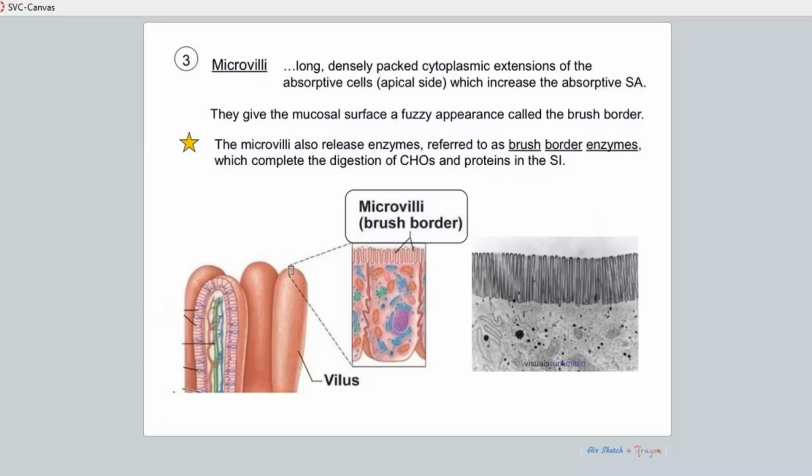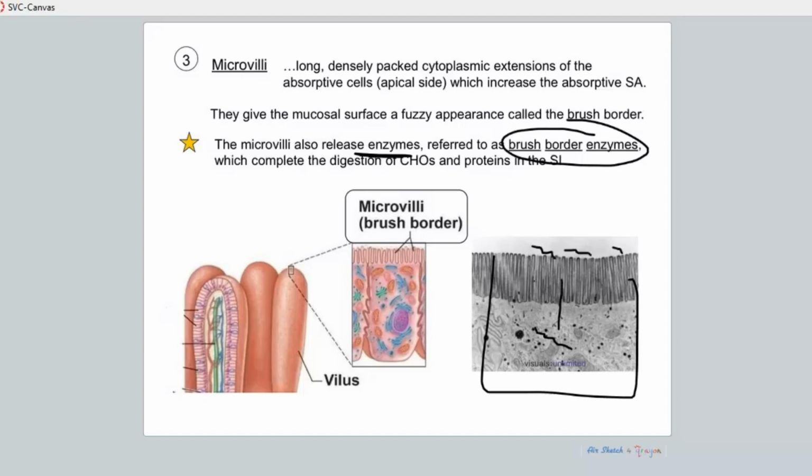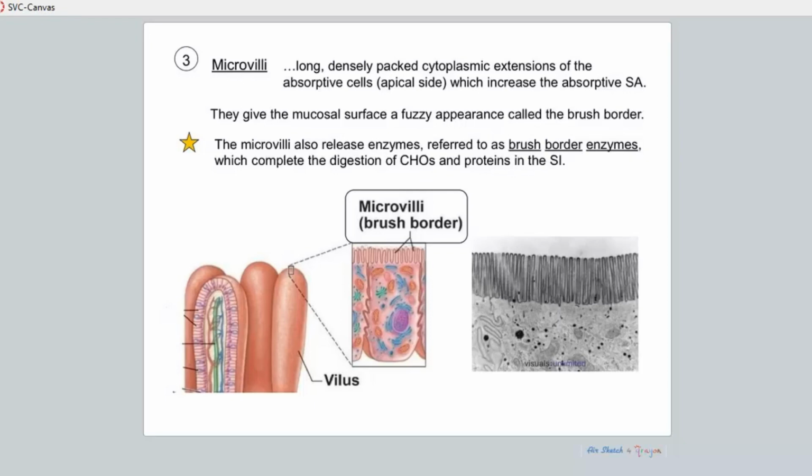But what these microvilli do is they release enzymes, and these enzymes are referred to as brush border enzymes. So these cells here are going to make enzymes, and these microvilli are going to secrete enzymes. So you have these brush border enzymes located in the lumen, up here in the microvilli. And these are going to be important. These are going to be responsible for completing the digestion of carbohydrates and proteins in the small intestine.